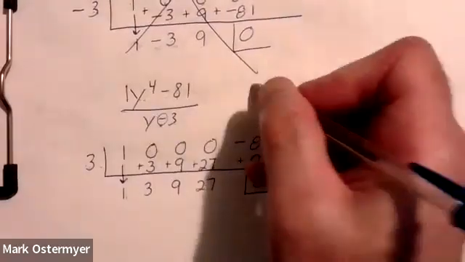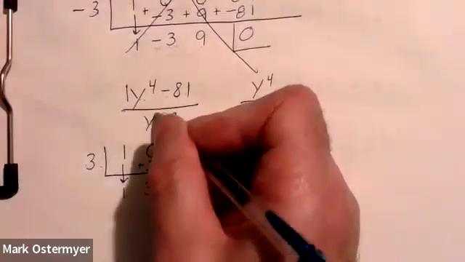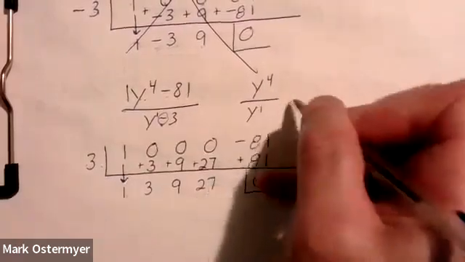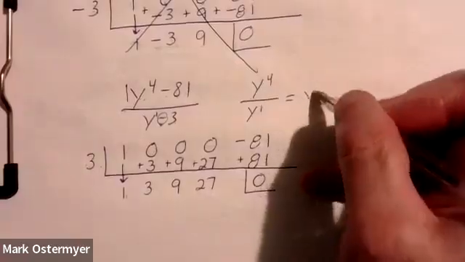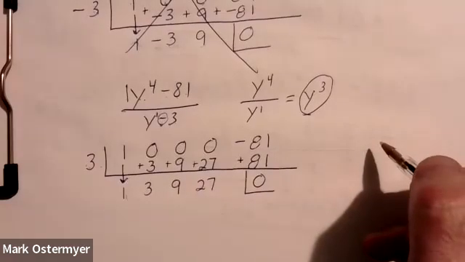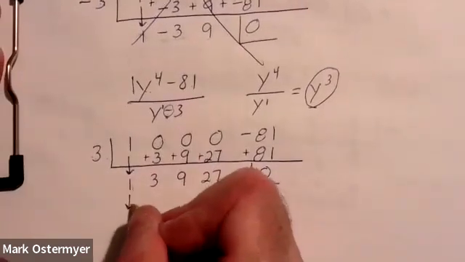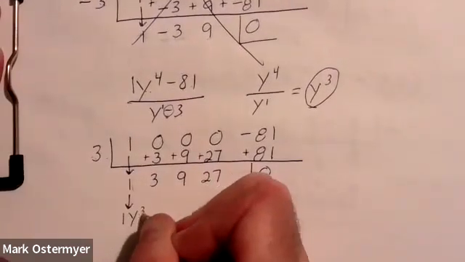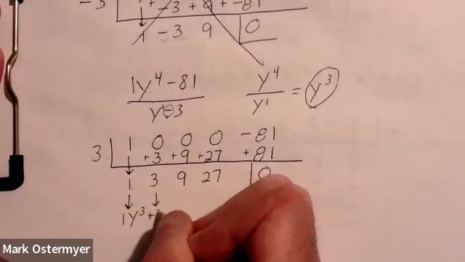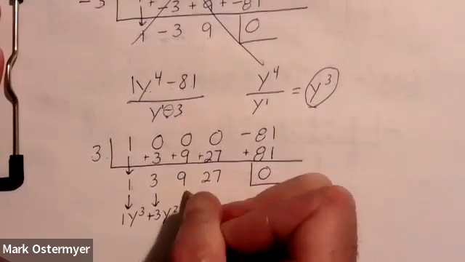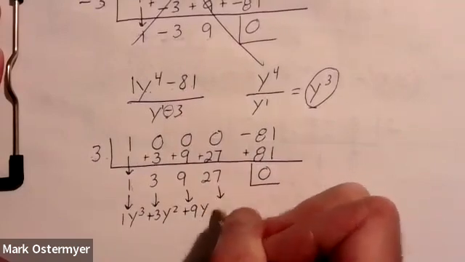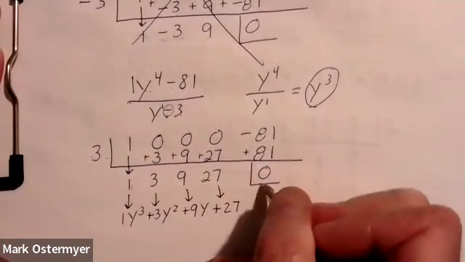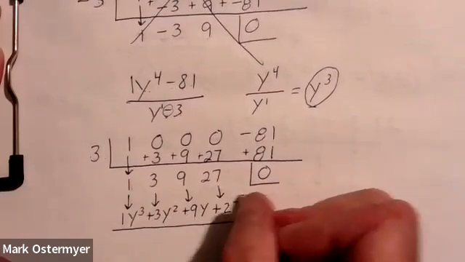What's my quotient? Notice I took a 4th degree polynomial and I divided it by a what? 1st degree binomial. Therefore, my quotient polynomial must be of what degree? What's 4 minus 1? Must be of 3rd degree. Do you agree? Here we go. Here's your quotient: 1y cubed plus 3y squared plus 9y plus 27 with a remainder of 0. This is your answer. That's your quotient.